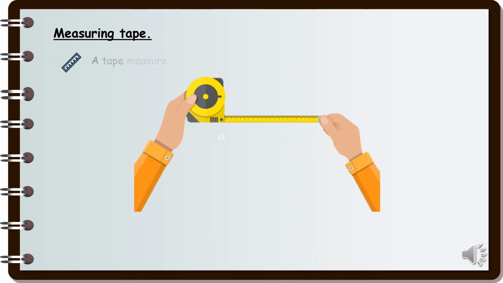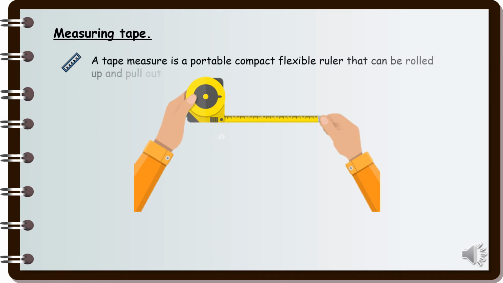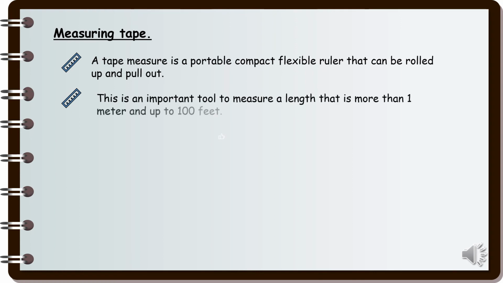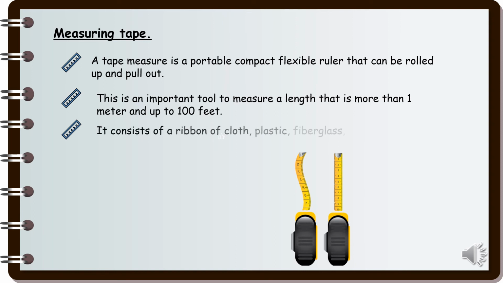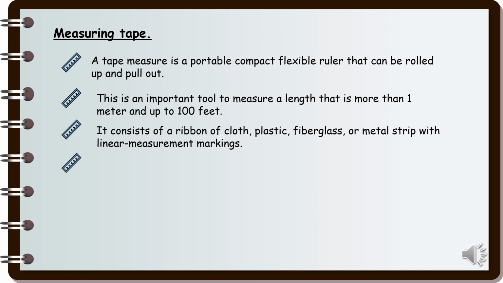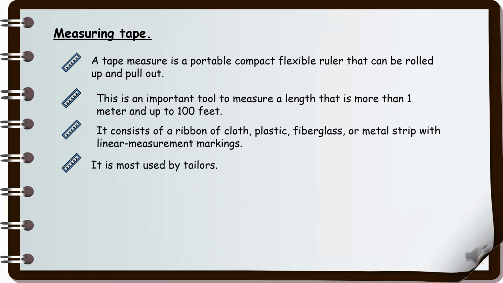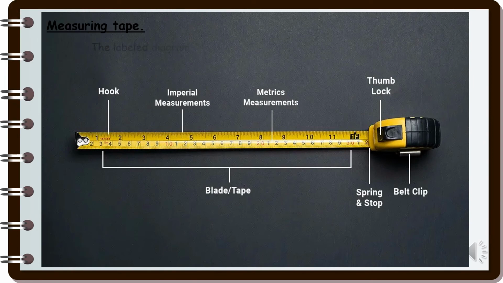A tape measure is a portable, compact, flexible ruler that can be rolled up and pulled out. This is an important tool to measure a length that is more than 1 meter and up to 100 feet. It consists of a ribbon of cloth, plastic, fiberglass, or metal strip with linear measurement markings. It is most commonly used by tailors. The label diagram of the measuring tape is as follows.